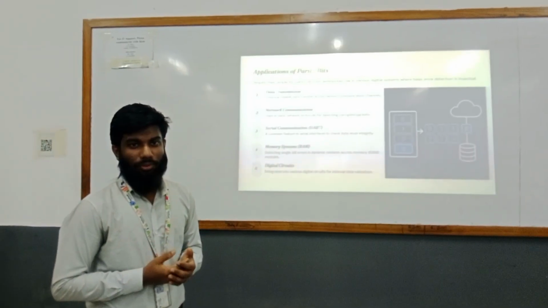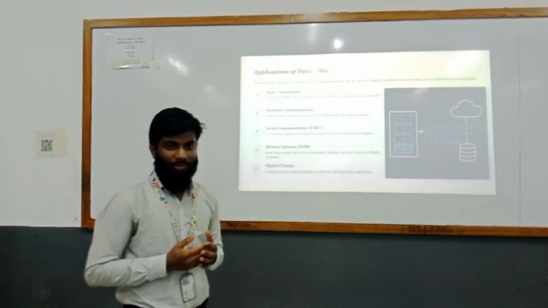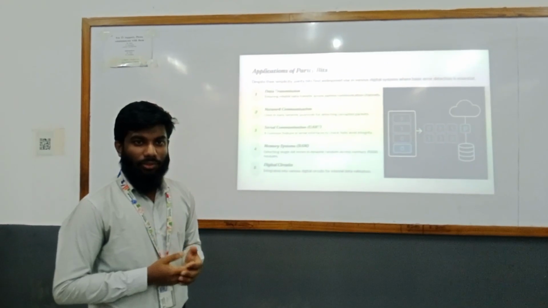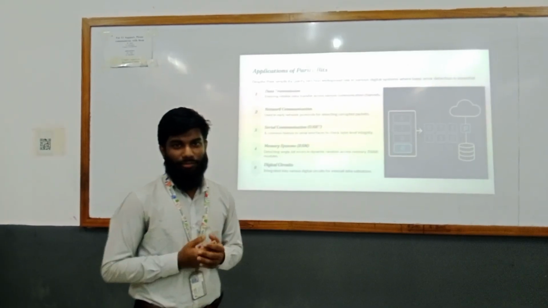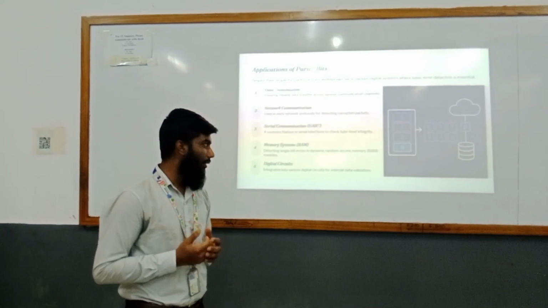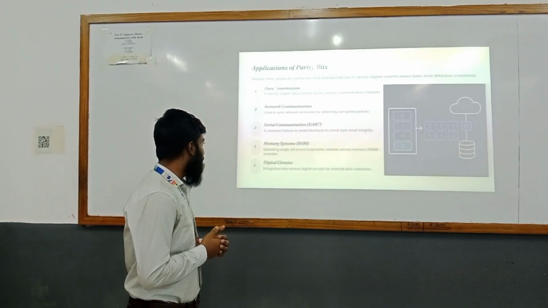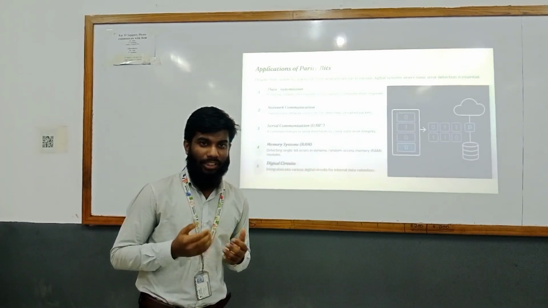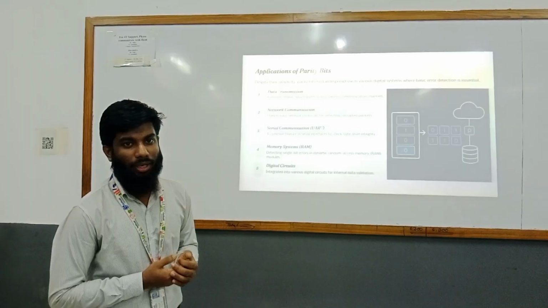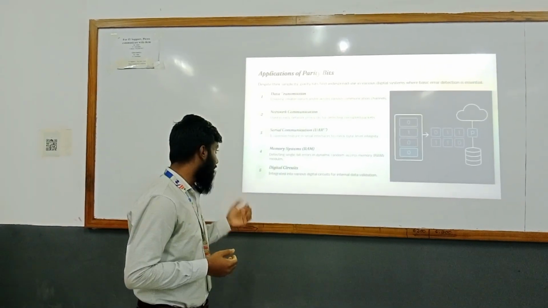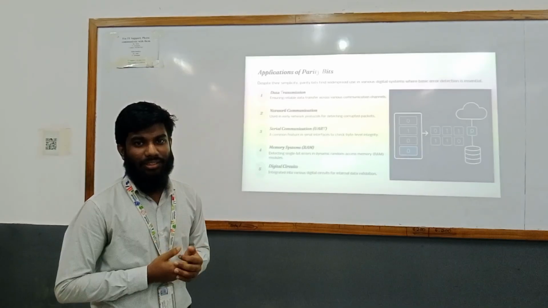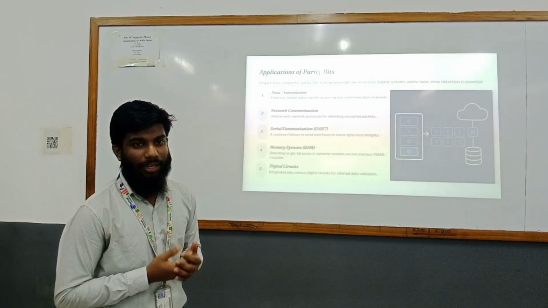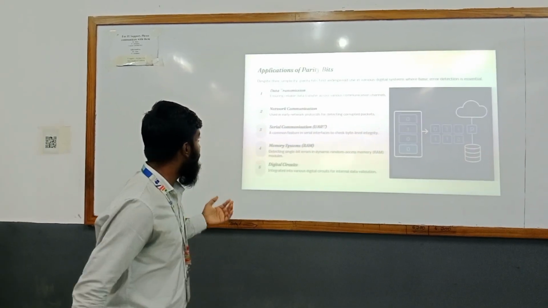Next, network communication. Many network protocols use parity bits to detect corrupted packets. Serial communication: parity is used in serial ports to check if each byte has been received correctly. Memory systems: in RAM modules, parity bits help detect single bit errors that may occur during storage. And digital circuits: many digital systems use parity internally to validate data and ensure reliability.